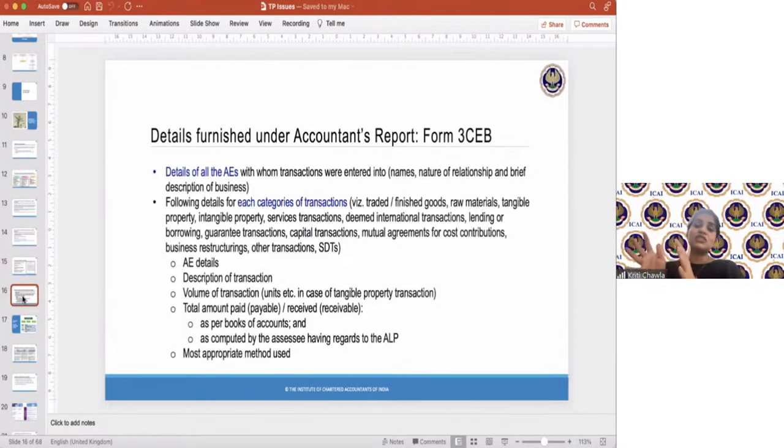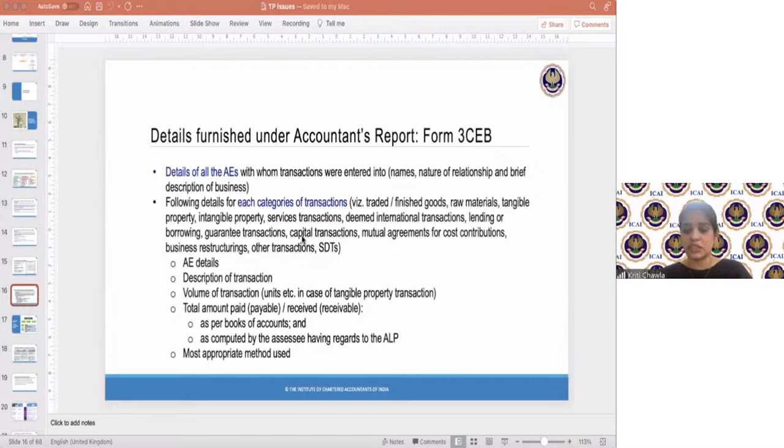But you just need to maintain this TP study. Because this is a very elaborate document, the income tax authorities say that only if you have transactions of more than 1 crore rupees do you need to maintain it. But for Form 3CEB, you have to file it irrespective of everything. The moment you have applicability, even if it is a 1 rupee transaction, you still need to file Form 3CEB. So these two things are mandatory in India, and they're provided in Rule 10D.